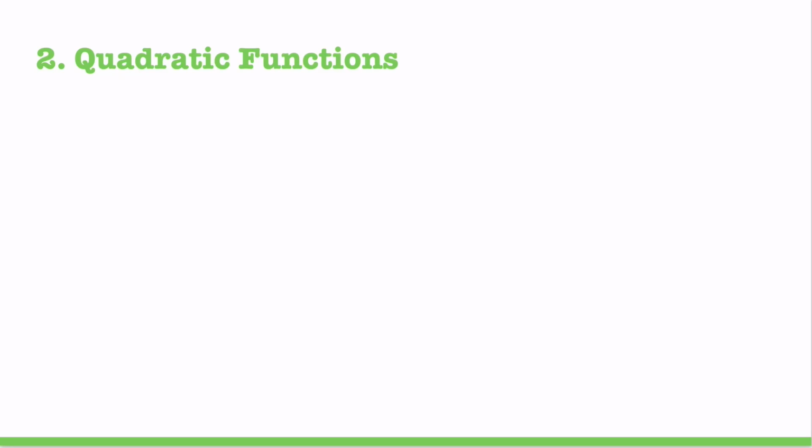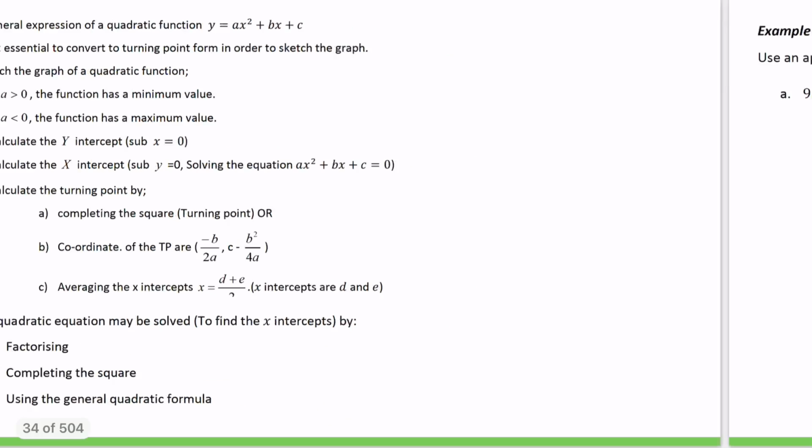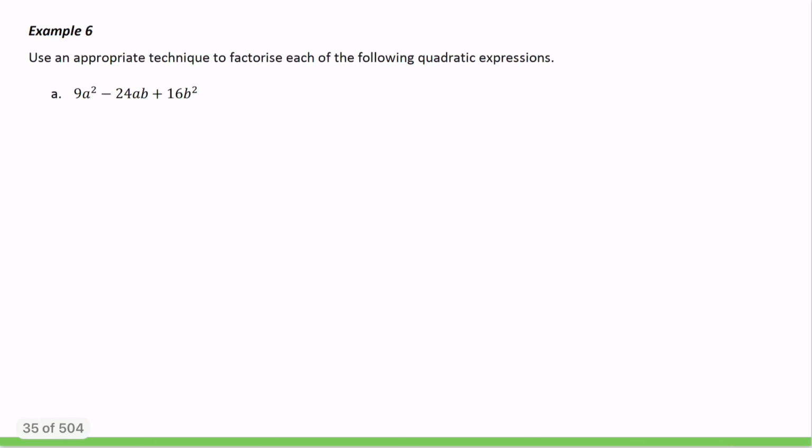We're now going to look at 4a and 4b, which are quadratic functions. This is where we're eventually going to be able to understand the general form of the quadratic function, to be able to understand the minimum and maximum values that it might have, how to sketch it through finding the y-intercept and x-intercept, through finding the turning point, and of course being able to solve those equations in order to sketch it as well. But what we're going to start off with is using appropriate techniques to factorize the quadratics.